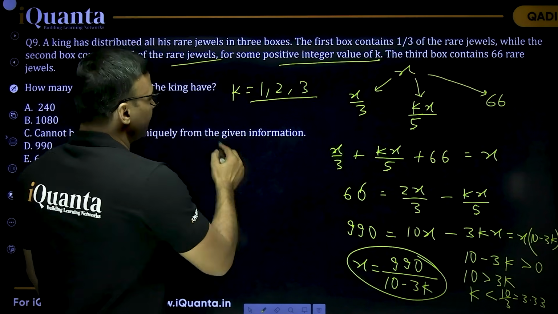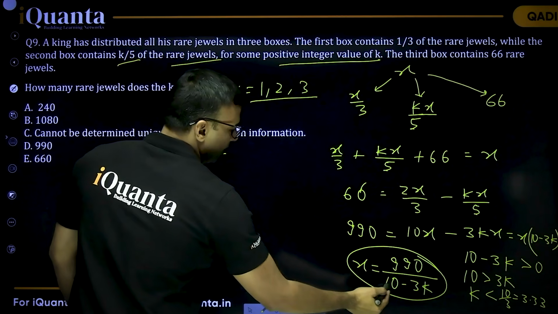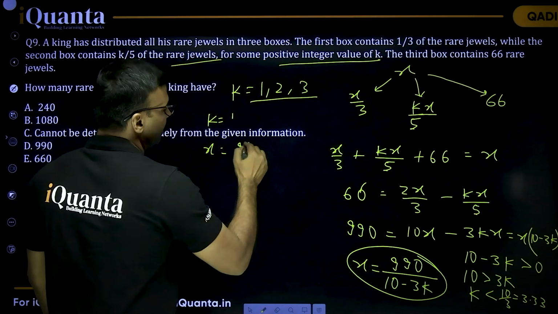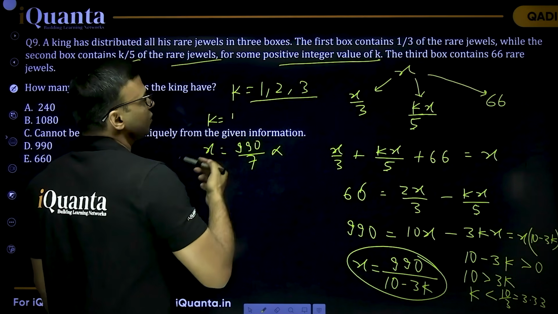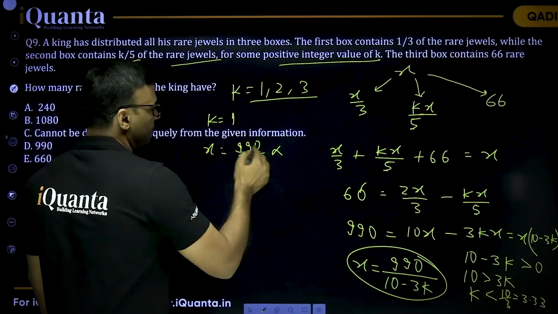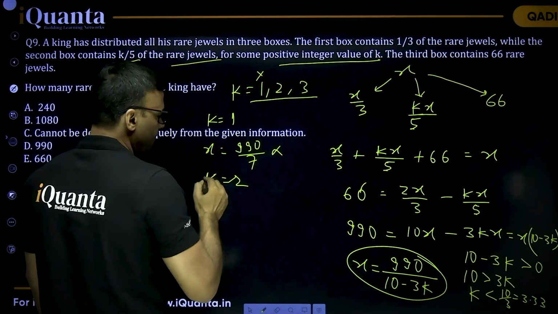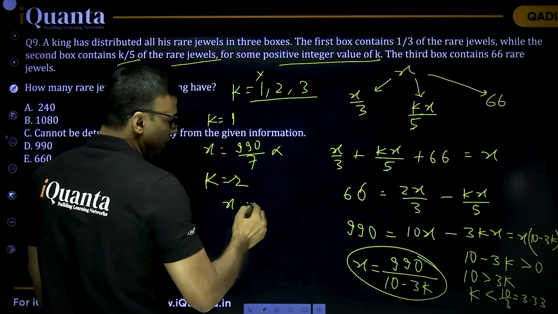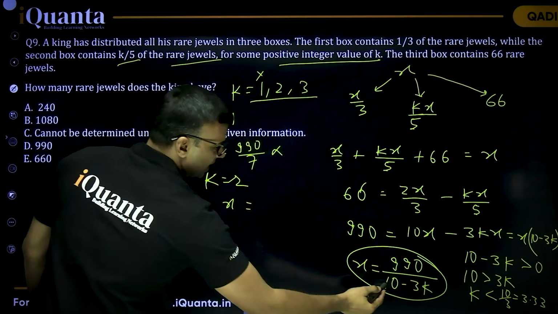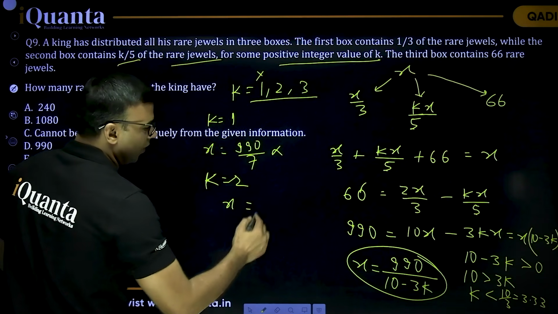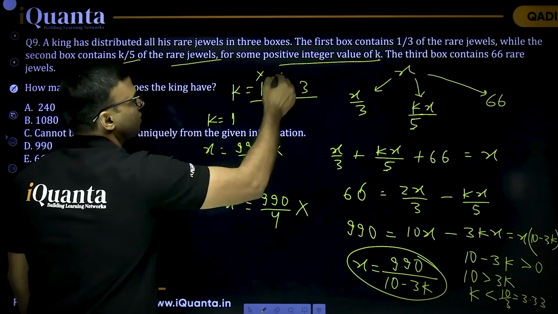So if I take k equal to 1, then x will be equal to 990 by 10 minus 3, that is 7. So 990 by 7 is not giving us an integer, because 7 will not divide 990. x has to be an integer. So 1 is not possible. If I put k equal to 2, then x would be equal to 990 divided by 10 minus 6, that is 4. 990 is not divisible by 4 as well. Fantastic. So 2 is also gone.